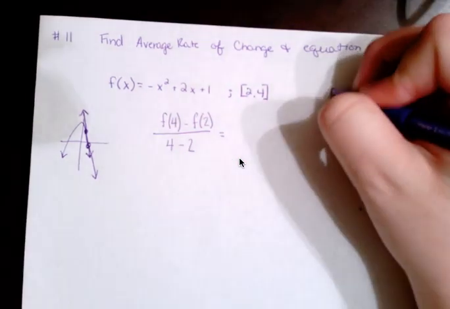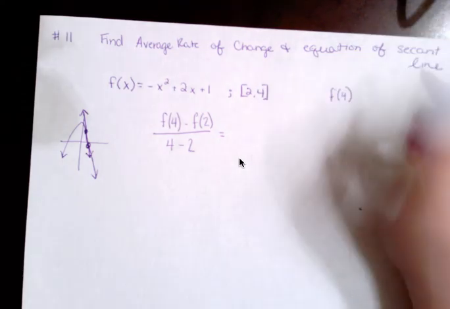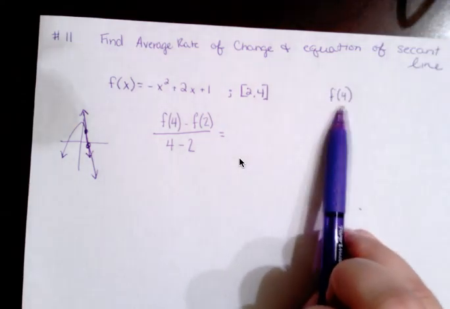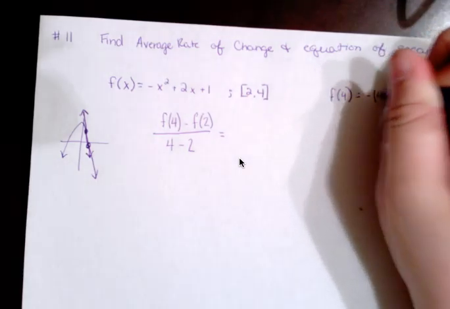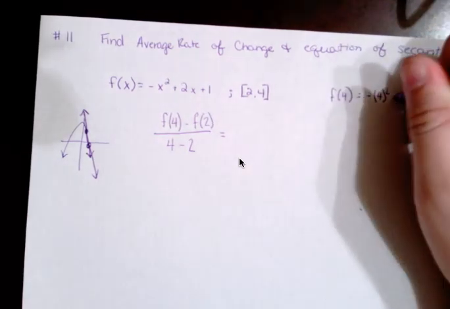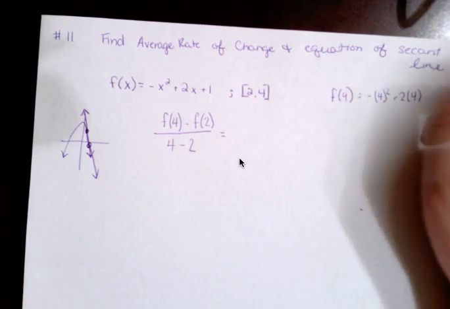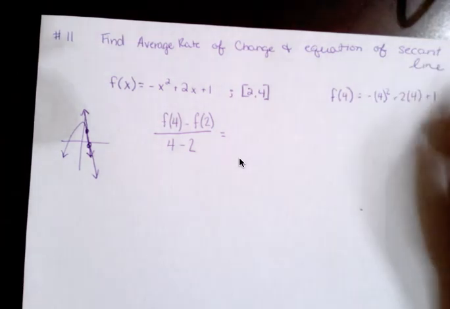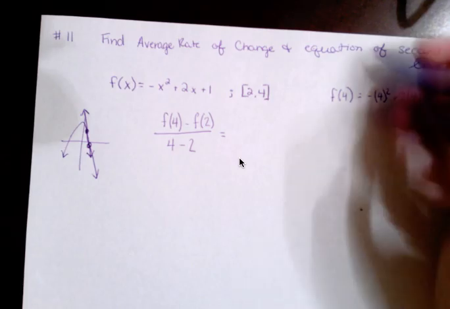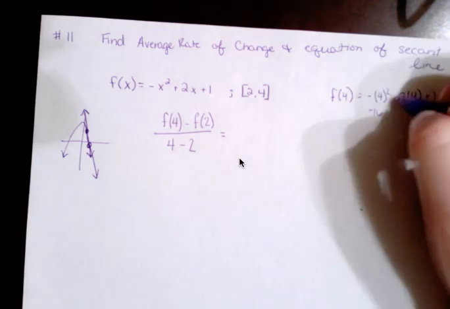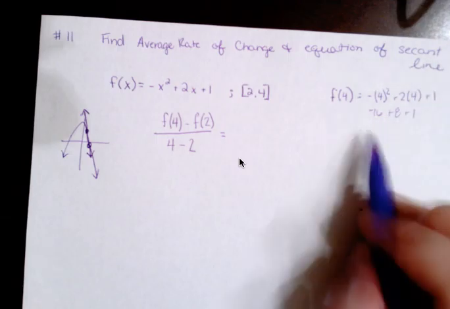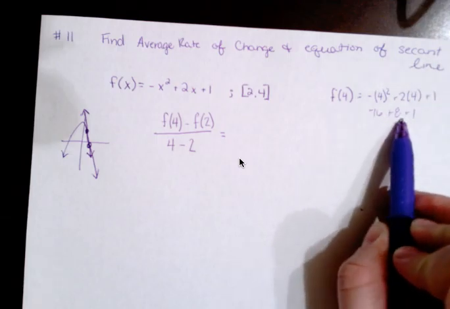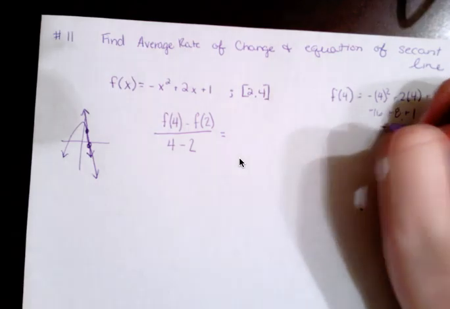So off to the side, I'm going to find f of 4. And that means you're going to evaluate the function f of x when x is 4. So I'm just going to plug in a 4. So I'm going to get negative, and then 4 squared plus 2 times 4 plus 1. 4 squared is 16, so this becomes negative 16. 2 times 4 is 8, so plus 8 plus 1. Well, negative 16 plus 8 is negative 8 plus 1 is negative 7.